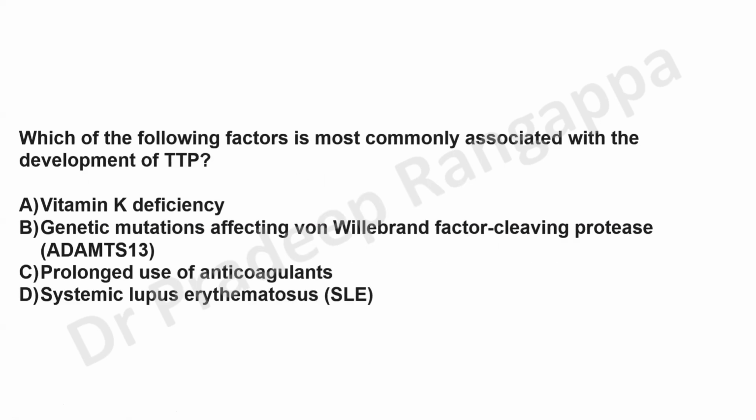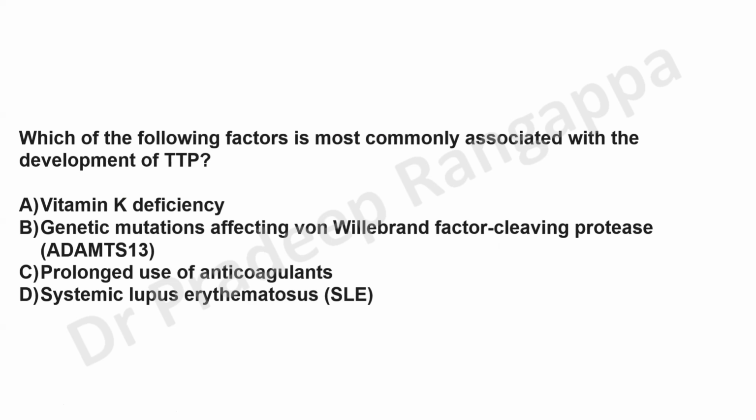So now I have this question for Dr. Flohini, who is sitting here. Which of the following factors is most commonly associated with the development of TTP? Vitamin K deficiency, genetic mutations affecting von Willebrand factor cleaving protease, prolonged use of anticoagulation, or systemic lupus erythematosus.